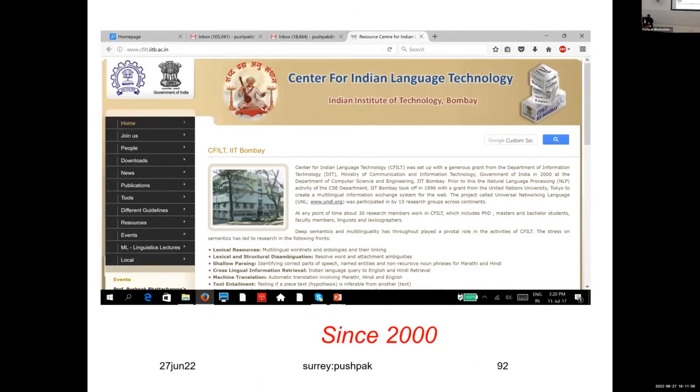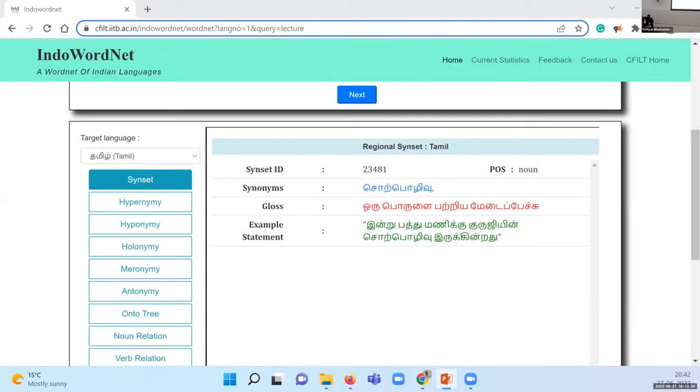So all these activities are done in our lab called Center for Indian Language Technology. It has been in existence since 2000, and many PhD, masters, and undergraduate students have passed through this lab. So whatever I have presented is linked from this lab page as well as my own homepage. Let me finish with a demo of our speech-to-speech machine translation system.